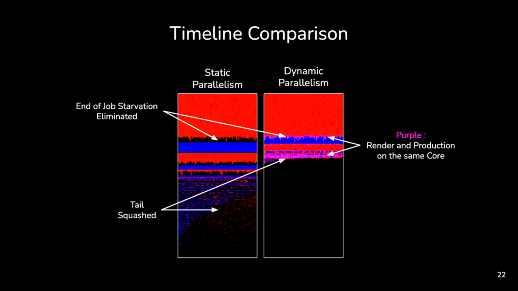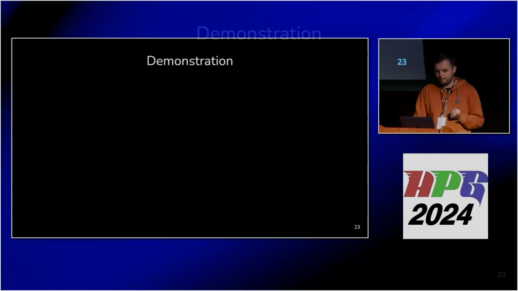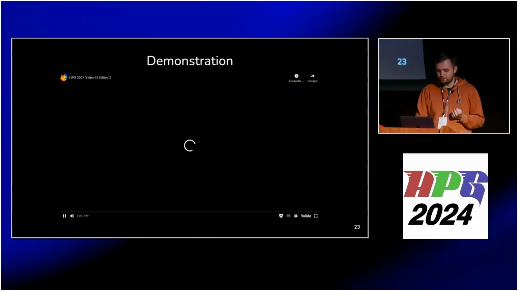And in absolute terms, we get about 40 to 90 FPS on an RTX 4080 at a resolution of 1500 by 1000. So it's real time. And now I can do a short demo.